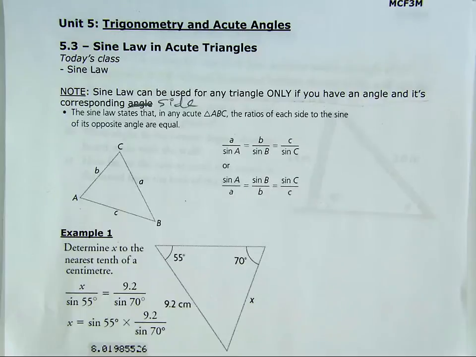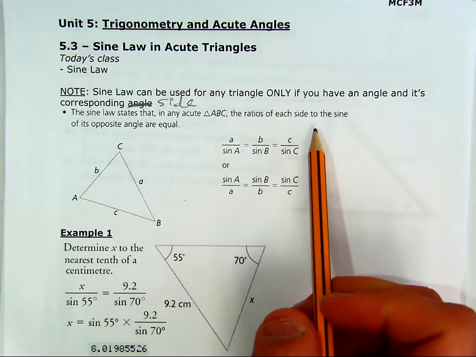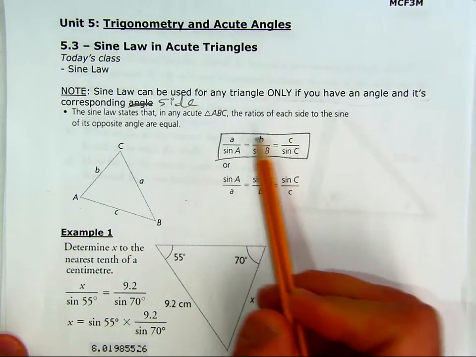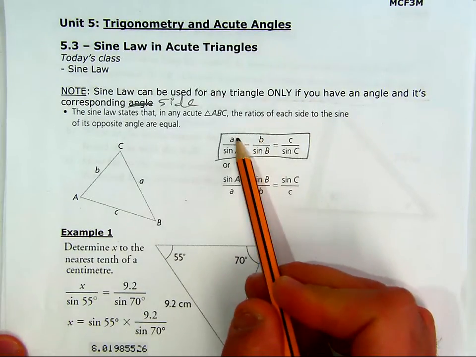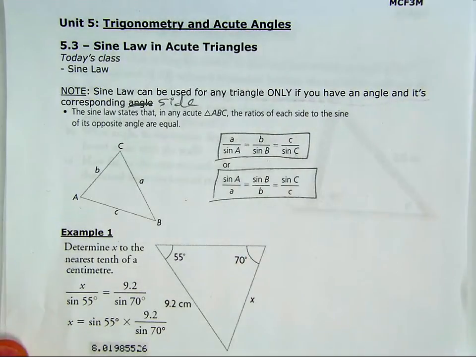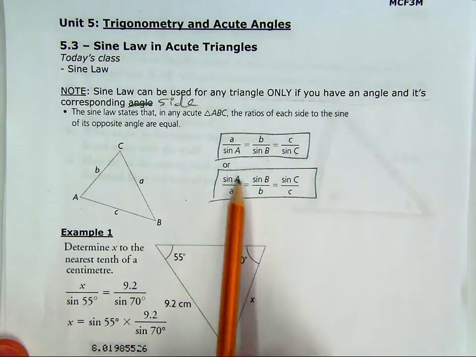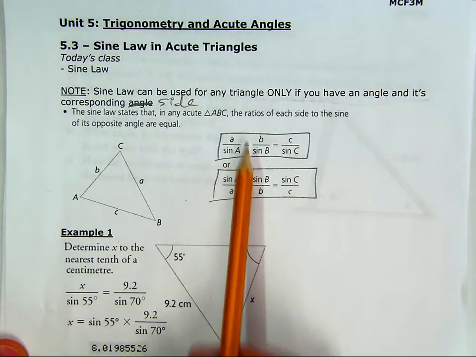The sine law states that in any acute triangle ABC, the ratios for each side are this: a over sine A equals b over sine B equals c over sine C, or you could write it the other way around with the angles up top. Notice that the capital letters are the angles and the lowercase letters denote the side lengths.